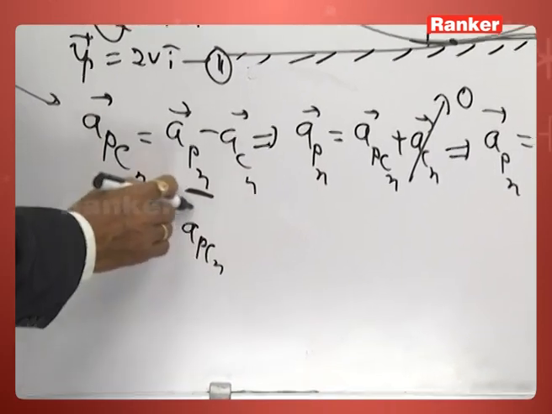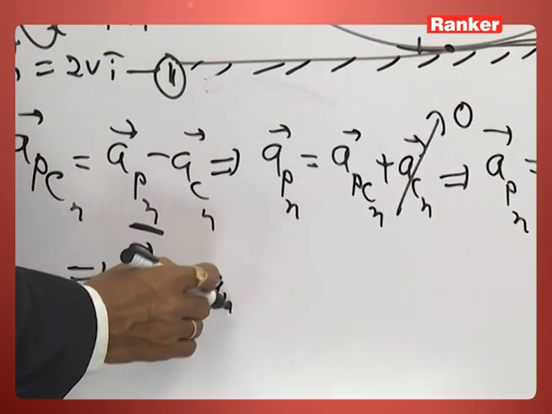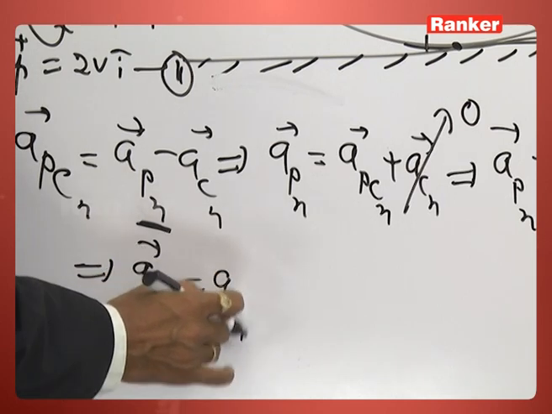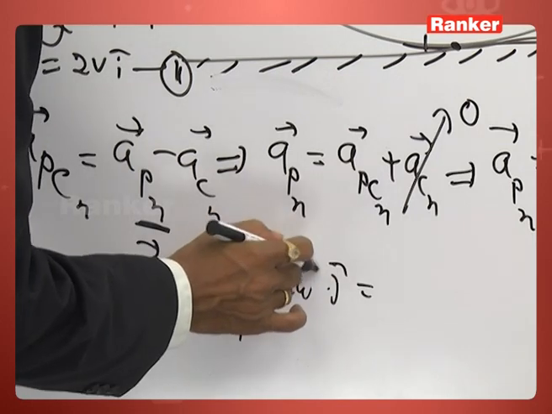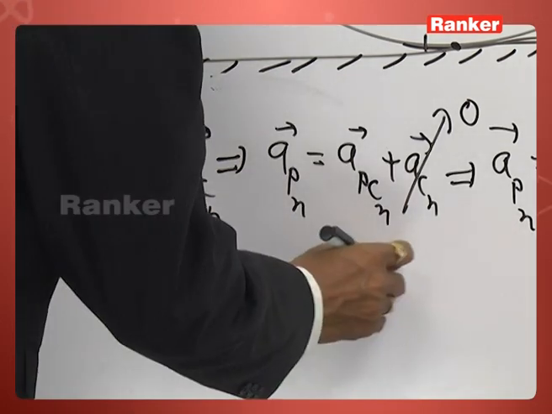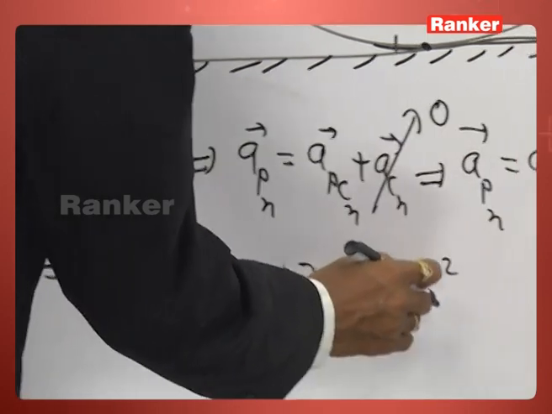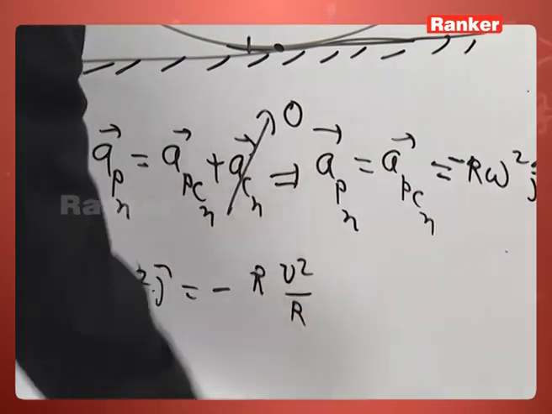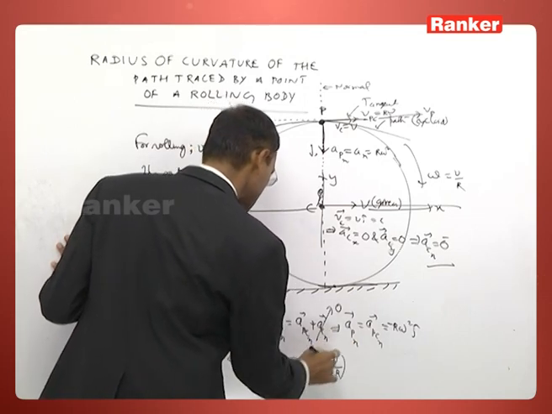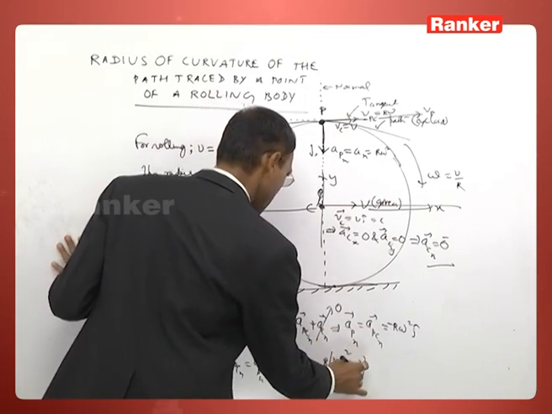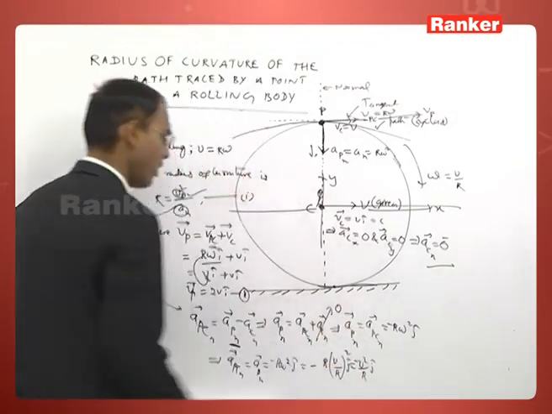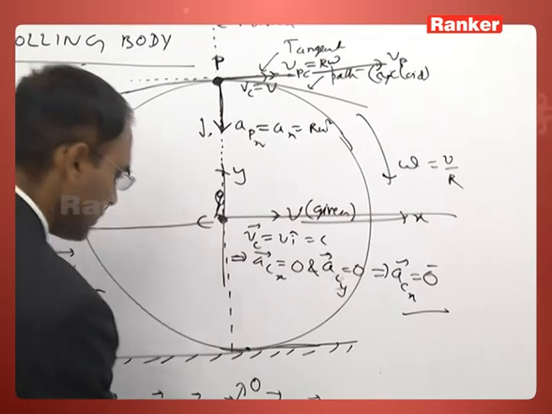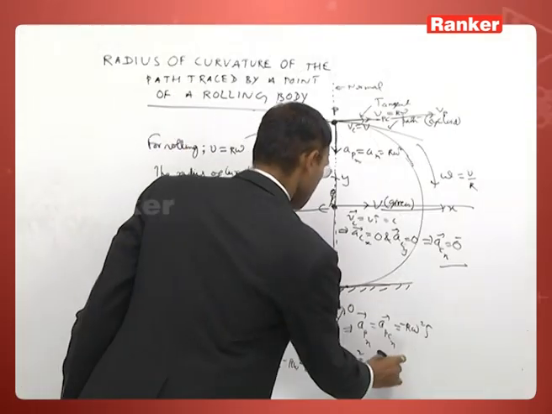So APCN is equal to APN, that's equal to r omega square minus j cap. But what is omega? Omega can be written as v by r, square of this, so you can get v square by r. In which direction? Downward. So this point is accelerating down with this acceleration. This is equation number 3.